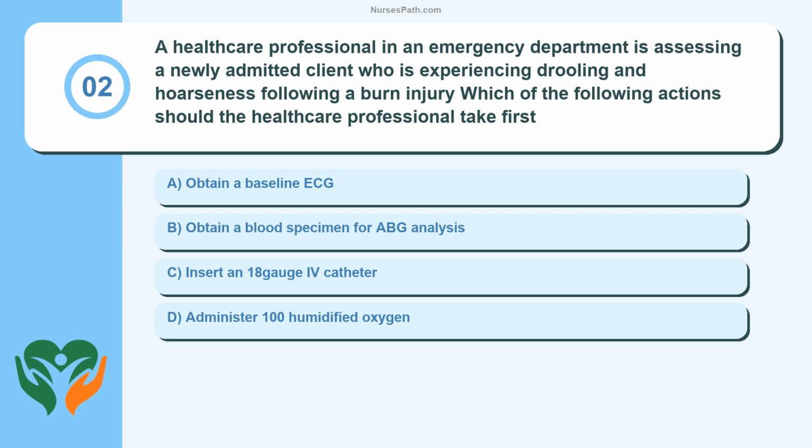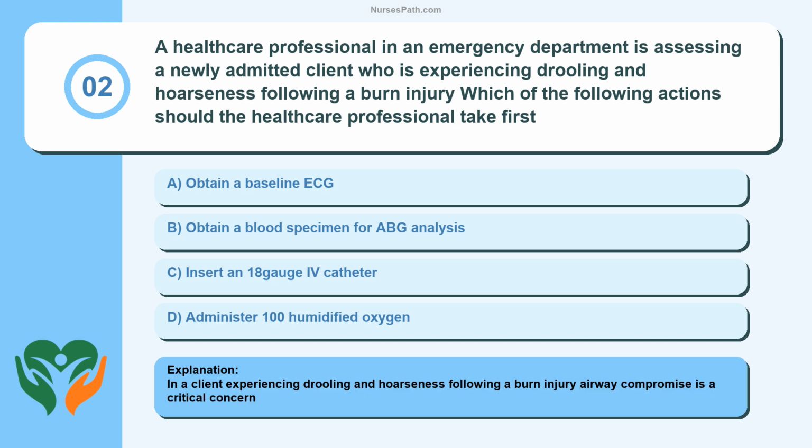Question 2. A healthcare professional in an emergency department is assessing a newly admitted client who is experiencing drooling and hoarseness following a burn injury. Which of the following actions should the healthcare professional take first? Obtain a baseline ECG. Obtain a blood specimen for ABG analysis. Insert an 18-gauge IV catheter. Administer 100% humidified oxygen. In a client experiencing drooling and hoarseness following a burn injury, airway compromise is a critical concern.